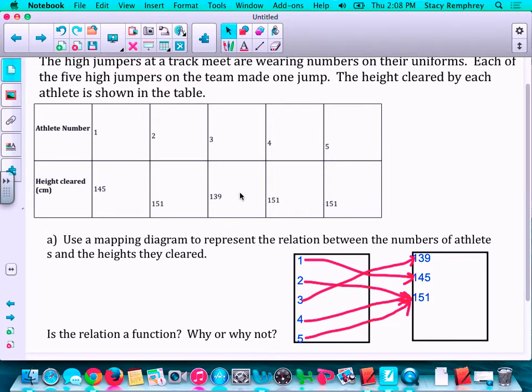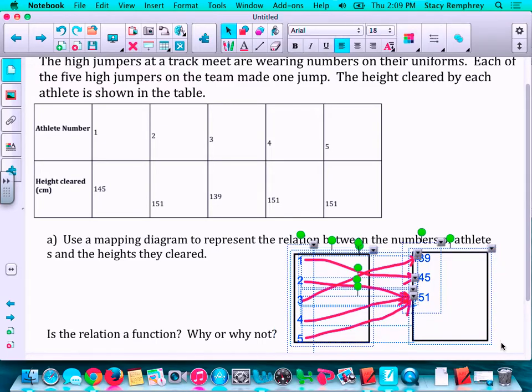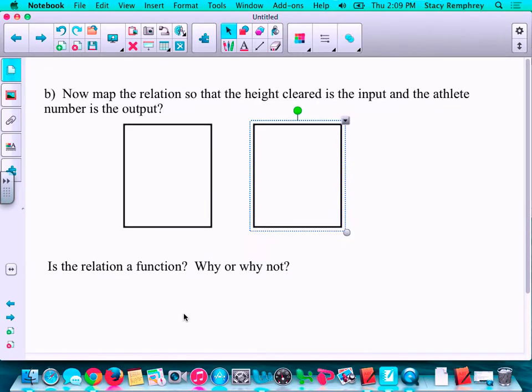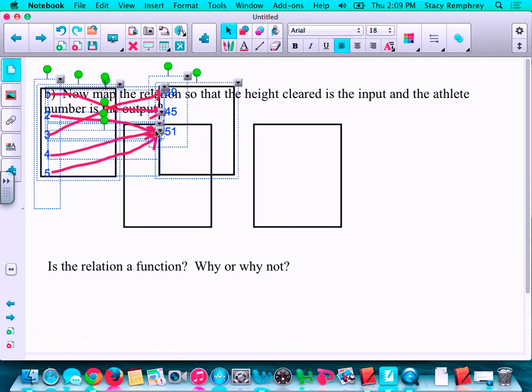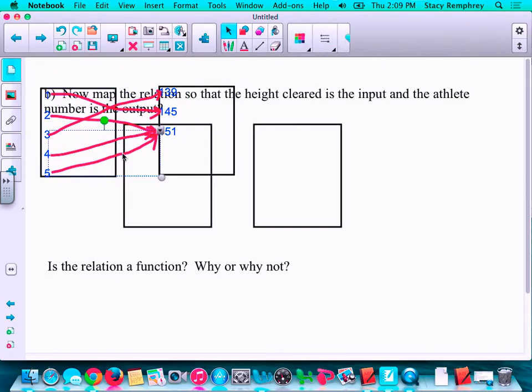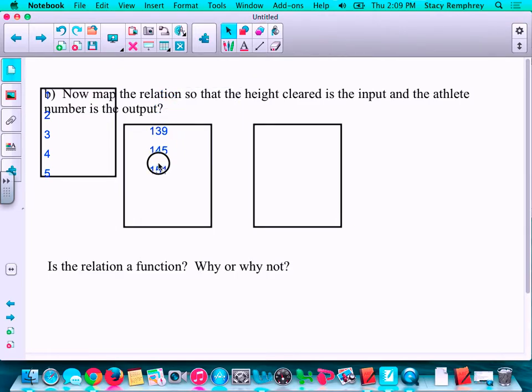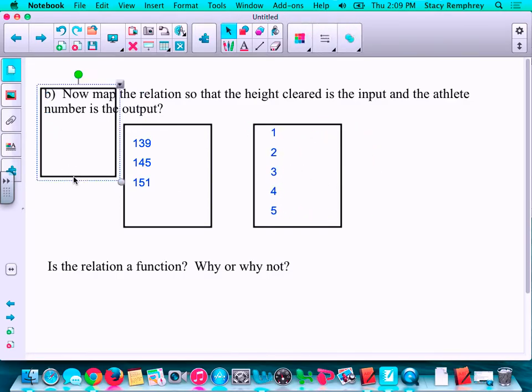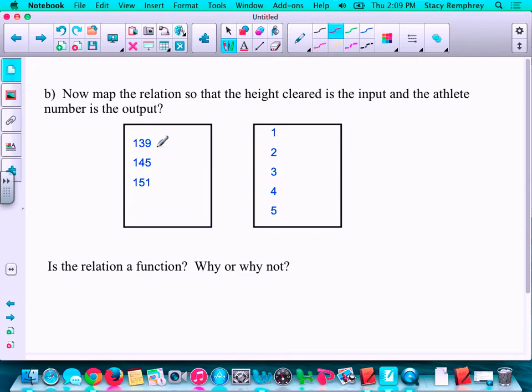So what we're going to do is map the height to the person. Let me delete some of these lines, and we're going to see if doing that leaves us with a function. In this one, I'm taking the heights and making them the input, and I'm taking the athletes and putting them to the output.